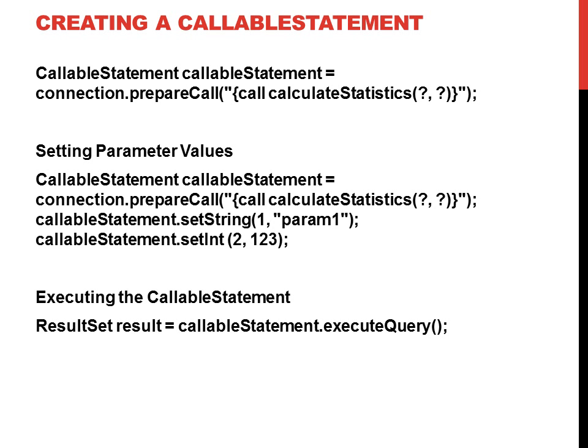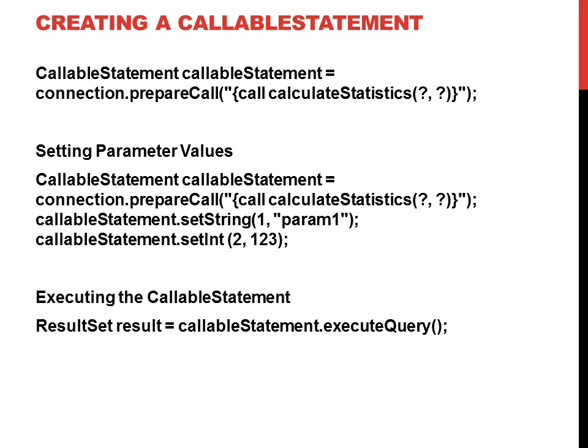Then how to execute a stored procedure from a Java application program? That is using callable statement. So syntax is you have to create object of callable statement. Then you have to call connection.prepareCall. You have to give the name of the prepared stored procedure. Here the stored procedure name is calculate statistics. Then you have to call that calculate statistics stored procedure. It is able to accept two parameters. The question mark indicates the parameters.